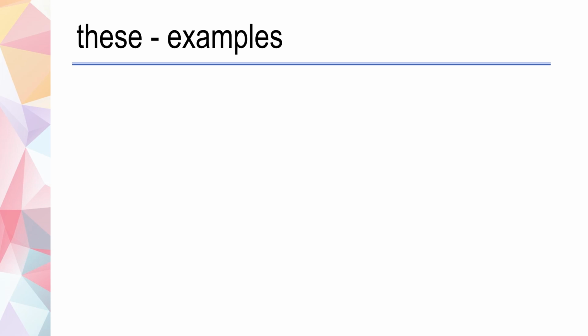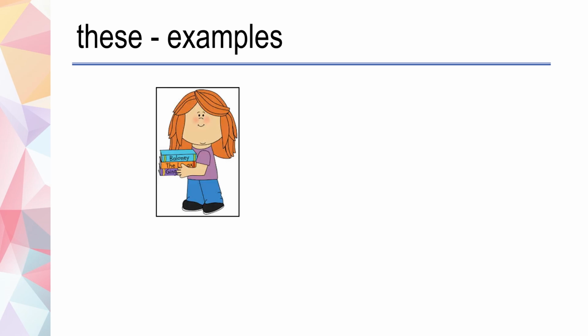Let's look at examples with the word these. The girl in the picture is carrying a few books. So it's more than one, referring to a plural noun, and we can use the word these. These. These are my books.